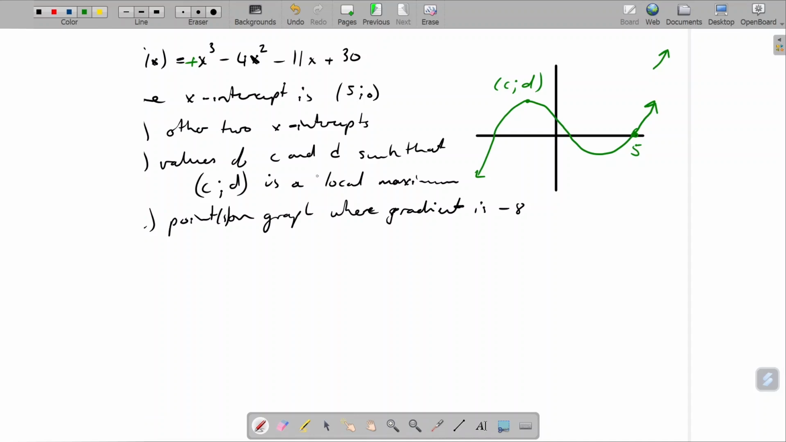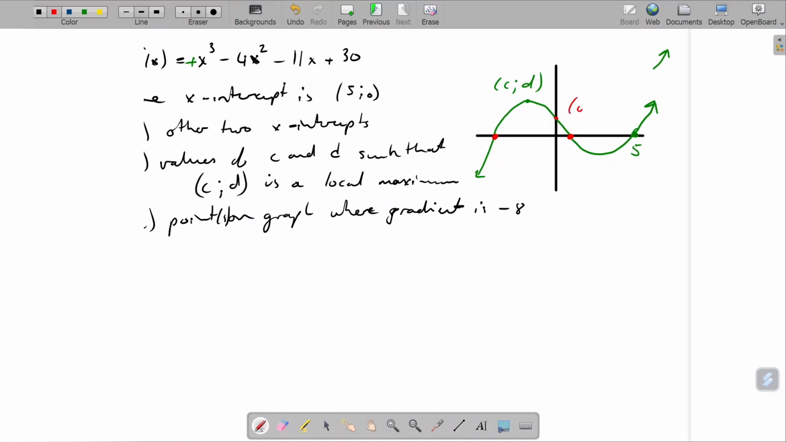They tell us that the one x-intercept is 5. That is marked on the diagram. They want us to find the values of the other two x-intercepts. In other words, they want us to find these two values over here. If they had asked us for the y-intercept, that would not have been a problem. We would know that the y-intercept would have been (0, 30). So that's not an issue. We can see that from the plus 30. But having asked us for the two x-intercepts, we need to go ahead.